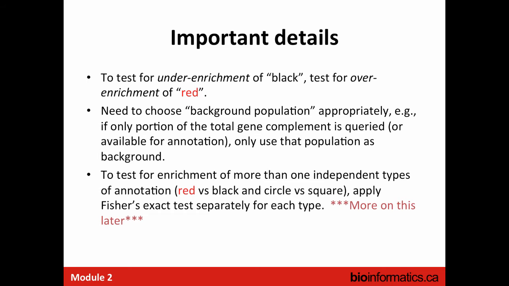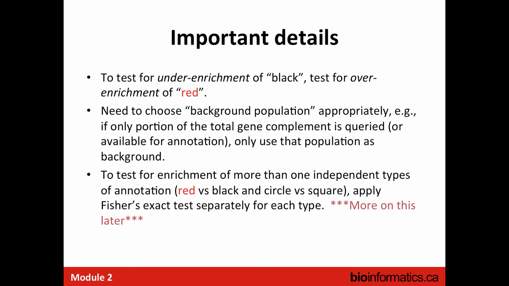Again, my little lecture, you need to think about the background population, okay? As Gary said, if you're not sure what the background population is, you can try a couple and see whether or not your results change a lot. And if they do, then you have to really think more carefully about the background population. Often it's obvious.